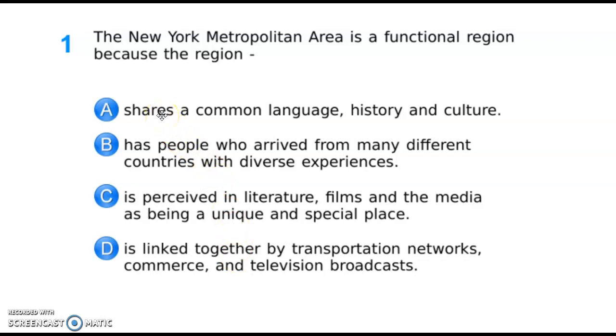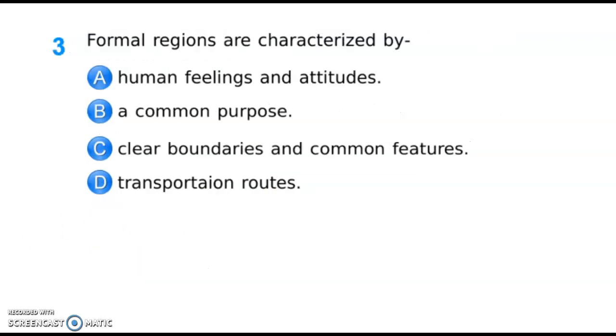A is incorrect because it shares a common language, history, and culture. That would make it a formal region, and we're looking for functional here. B is incorrect because it has people who arrive from many different countries with diverse experiences. That's a perceptual region. And then C is perceived in literature, films, and the media as being a unique and special place. That would be a formal region as well.